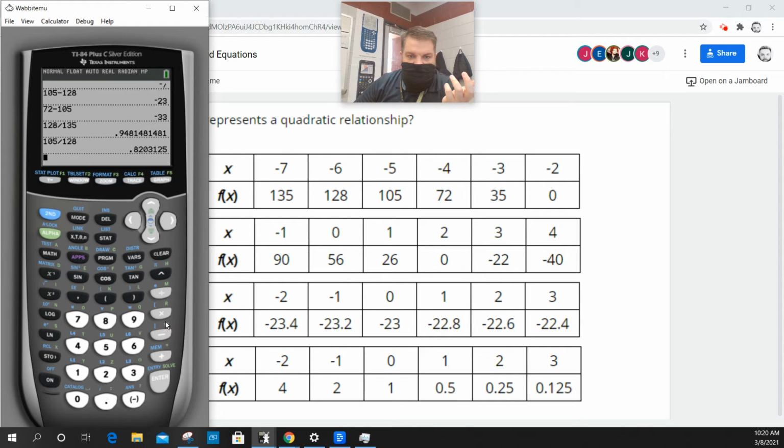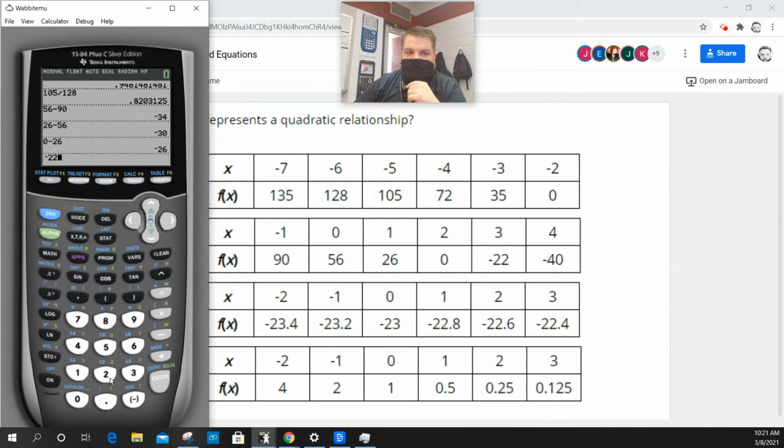Now let's do B. If I say 90, well, we got to go backwards. 56 minus 90, I get 34. Now, if I say 26 minus 56, I get -30. Now, if I say 0 minus 26, I get negative. Uh-oh, there seems to be a pattern. Can you guys guess what the next one will be?